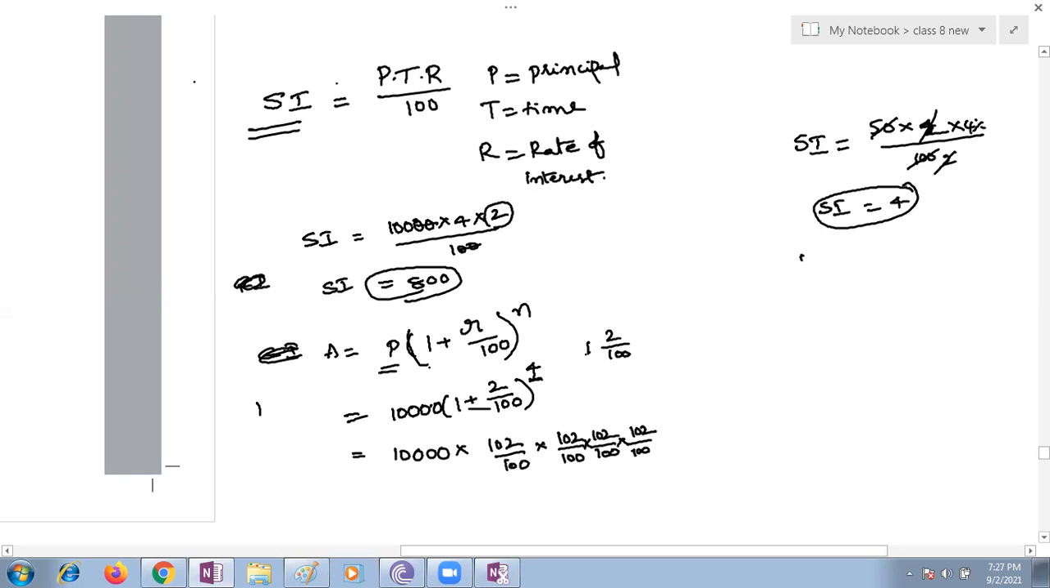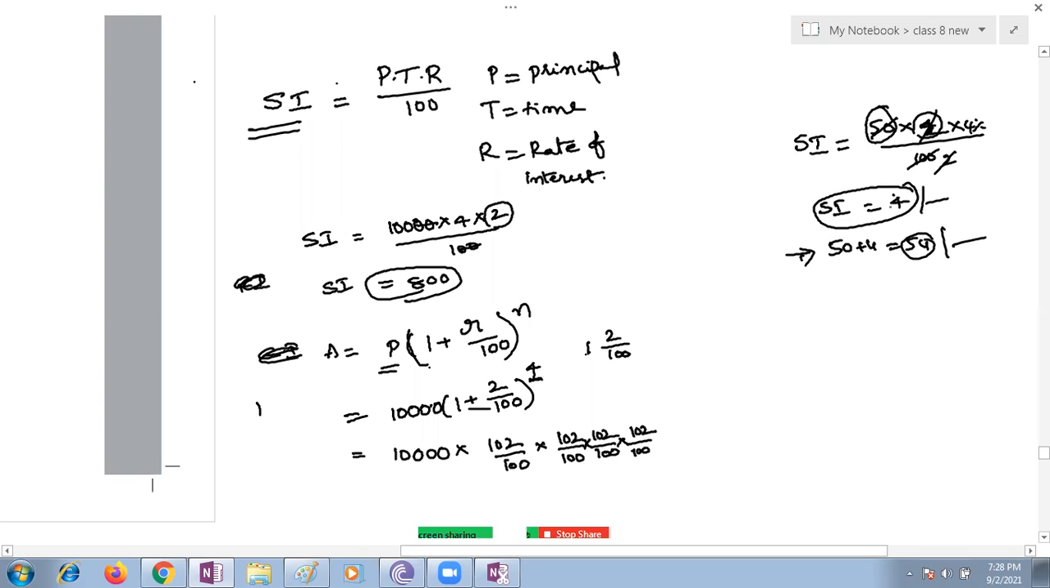Simple interest is nothing but rupees 4. How many years is he giving? For 2 years, for 50 rupees, at 4% per annum, he is giving 4 rupees extra. That means interest is 4 rupees. The original amount I gave is 50. 50 plus 4, total amount is 54. 54 rupees he is supposed to pay me after 2 years.